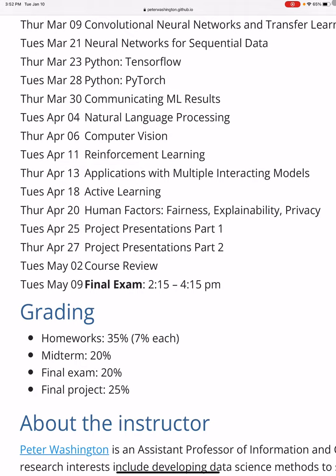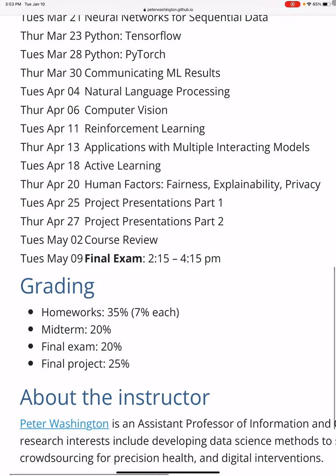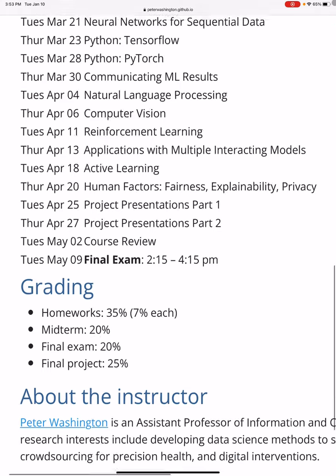We'll do one day on reinforcement learning because it's kind of advanced and there's a lot more stuff to talk about. Actually 1.5. And then we'll talk about some human factors, looking into how to make models fair, explainable, and private. And then we'll have project presentations, a course review, and a final exam.